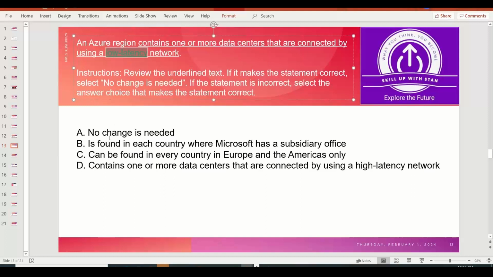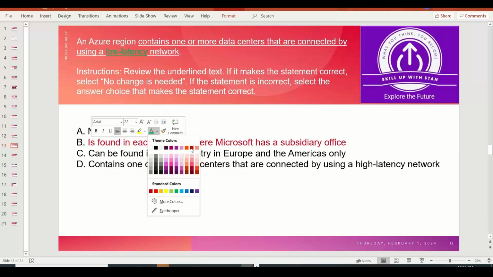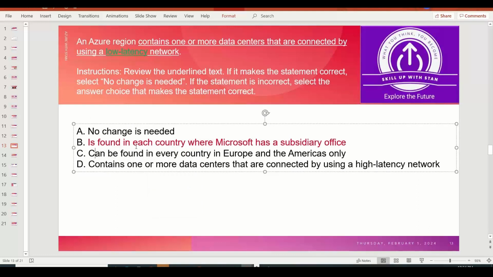An Azure region is found in each country where Microsoft has a subsidiary office. No, Microsoft has a lot of subsidiary offices across many cities, countries, and so on. So they don't have a region in every single location. So it is not a right statement for an Azure region. Let's look at the other statement. An Azure region can be found in every country in Europe and Americas. No, that is also not right. We don't have data centers in many countries in Europe and Americas. We have limited countries where we have Azure regional presence.